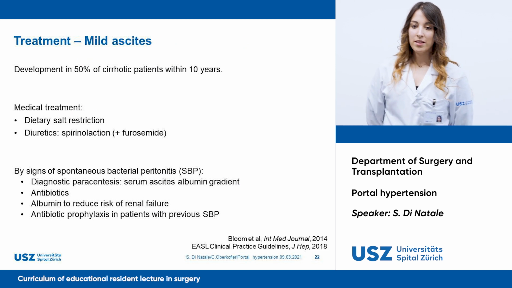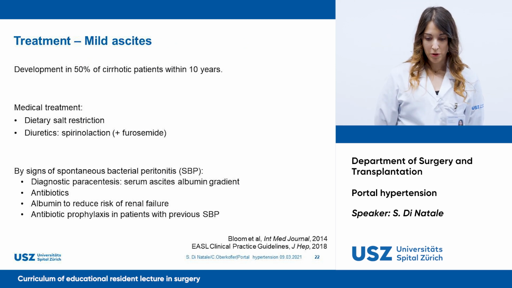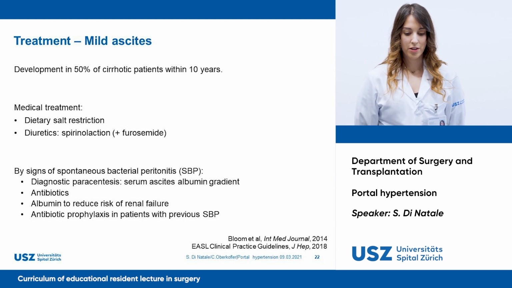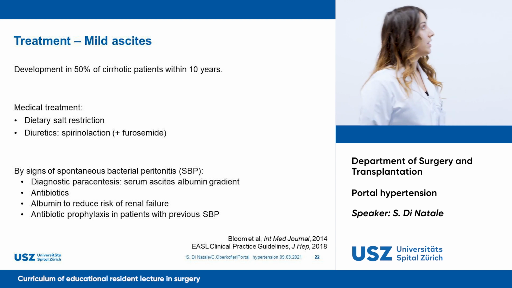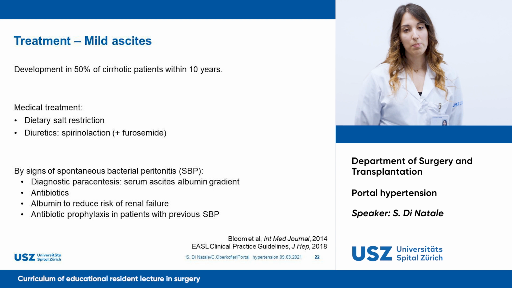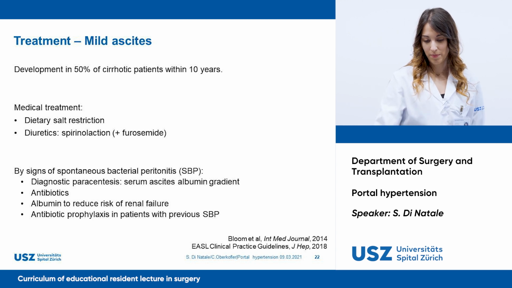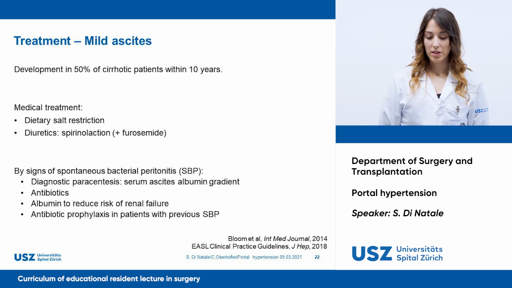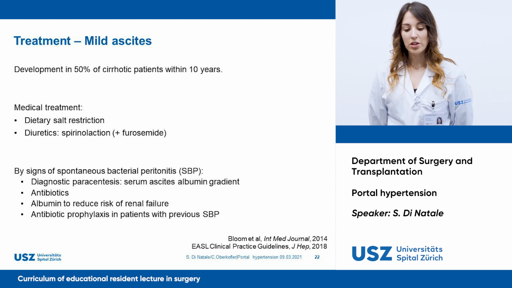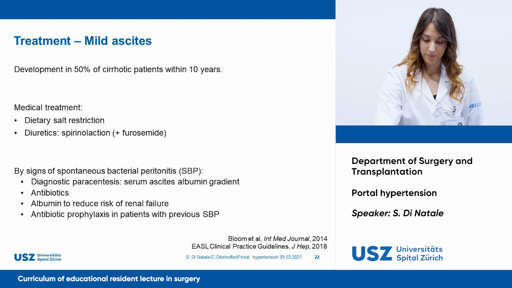Now, ascites is another common complication of portal hypertension, and it is seen in almost 50% of cirrhotic patients within 10 years. The medical treatment consists of dietary salt restriction as well as diuretics.